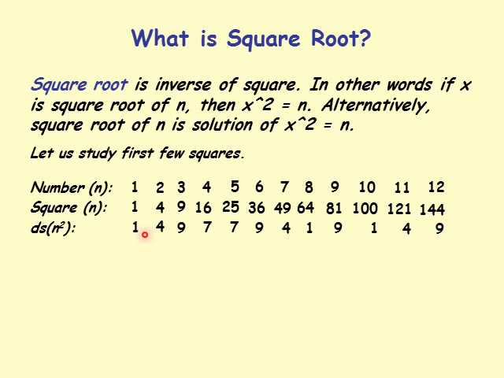Let's try to find a pattern. 1, 4, 9, 7, 7, 9, 4, then 1, 9. So this is the sequence here: 1, 4, 9, 7, 7, 9, 4, 1, 9. Then it repeats: 1, 4, 9, and next is a 7, and next is 7.